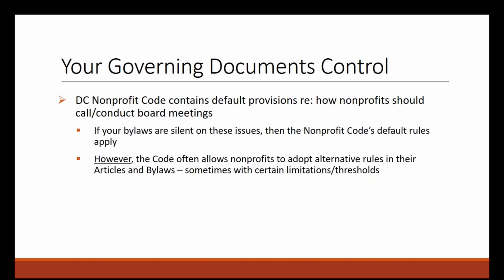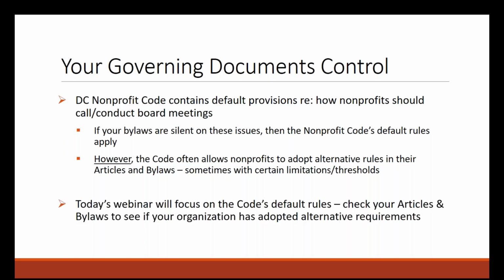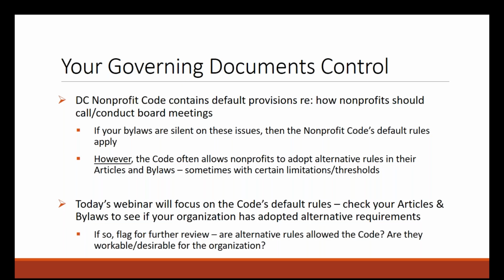And I'll generally note when you have this kind of flexibility. Sometimes the code will have certain limitations or thresholds against what you can do, but often the code will give you some flexibility. So for the purposes of today's webinar, we're going to focus on what the code's default rules are. You should check your articles and bylaws to see if your organization has already adopted alternative requirements. And if you have, I would flag those for further review or just for a second look.